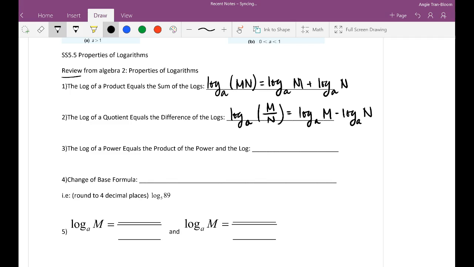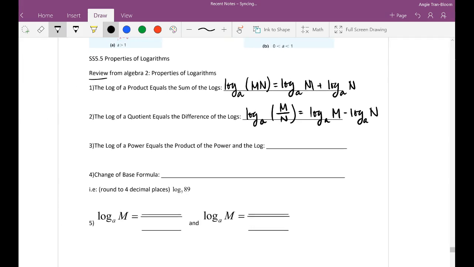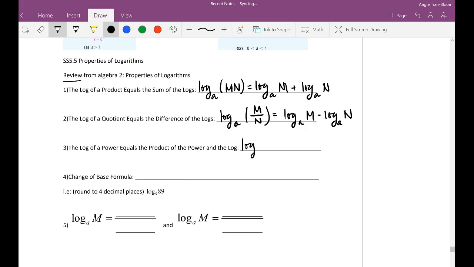So property number 3, the log of a power equals the product of the power and the log. So what that means is, and this is an important one, log base A of m to some power, let's call it p, equals, I'm going to multiply this power to my log. So p log base A of m. And remember, now you have a power, you multiply them.